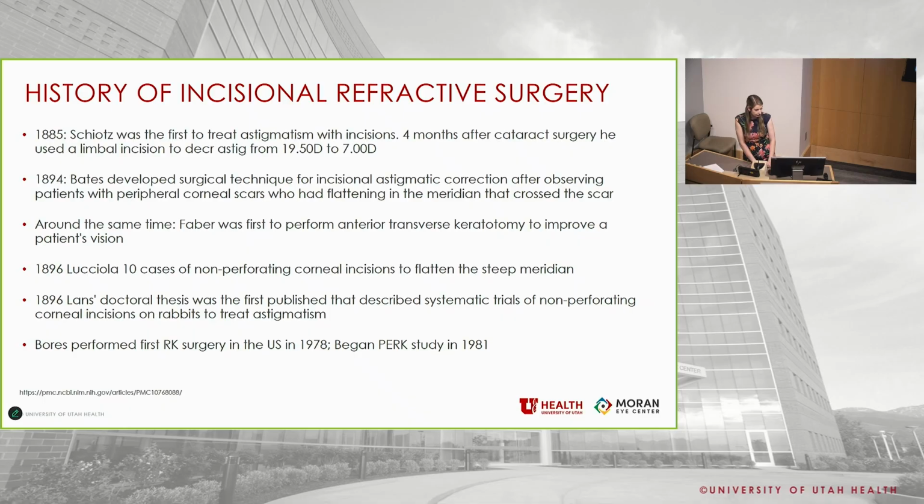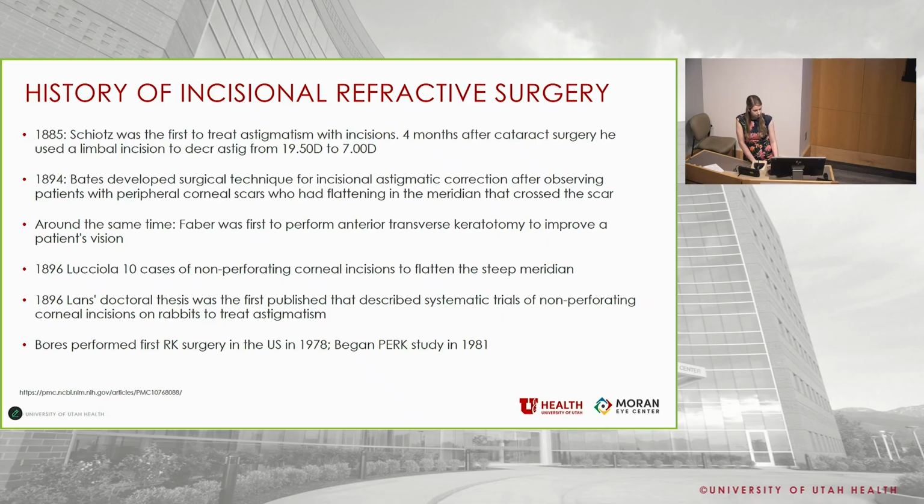In 1885, I'm probably going to butcher all these names, I apologize, but Schatz from Norway was the first to treat astigmatism with incisions intentionally. This was 4 months after cataract surgery. He used a limbal incision to decrease astigmatism from 19.5 diopters to 7 diopters. And even before this, I read some studies that the inspiration for him was people that had corneal scarring, which makes a lot of sense. People that had corneal scars started to notice that their astigmatism was different.